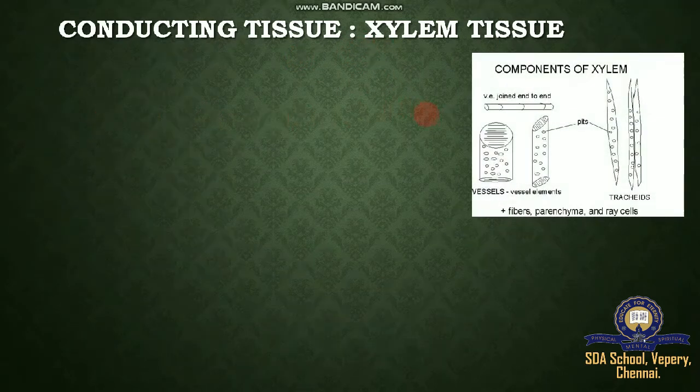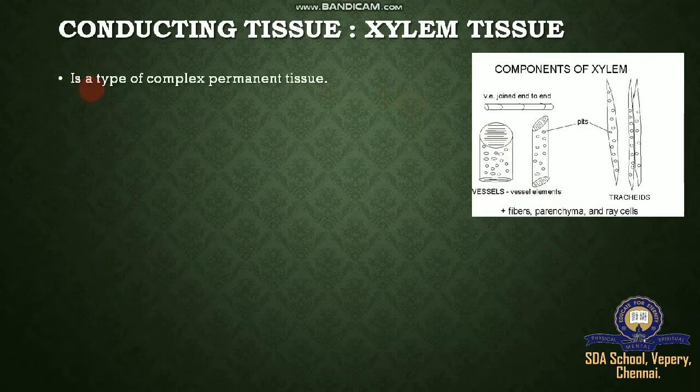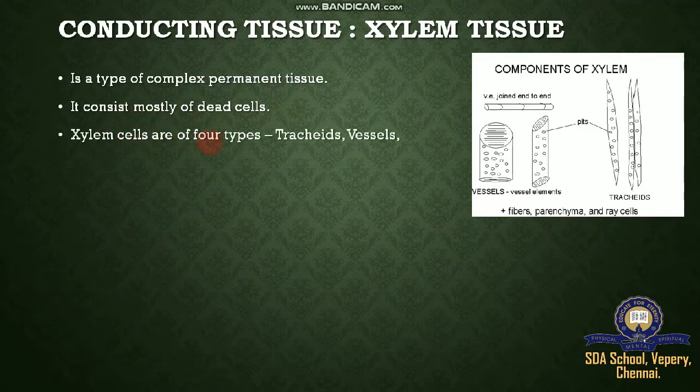First, xylem tissue is made up of xylem vessels, xylem tracheids, xylem parenchyma, and xylem fiber. So four. Xylem tissue is a type of complex permanent tissue. It consists mostly of dead cells. Xylem cells are of four types.